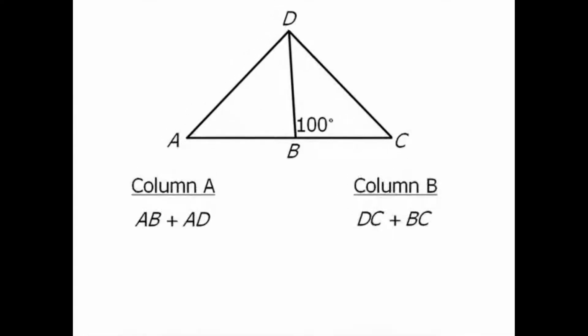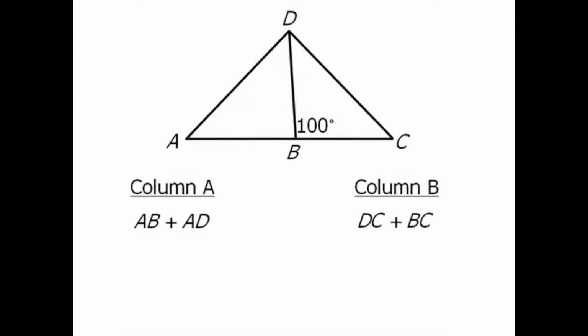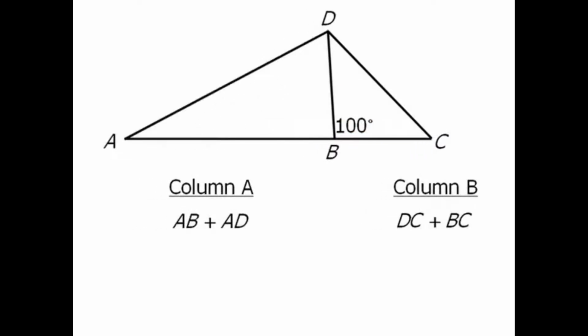To begin, we should recognize that the only restriction here is that this angle must be 100 degrees. This means we can change the shape of our triangle as long as we do not disturb this angle. So, for example, we could move this side out as follows. Here we see that the length of AB plus AD will be greater than the length of DC plus BC.